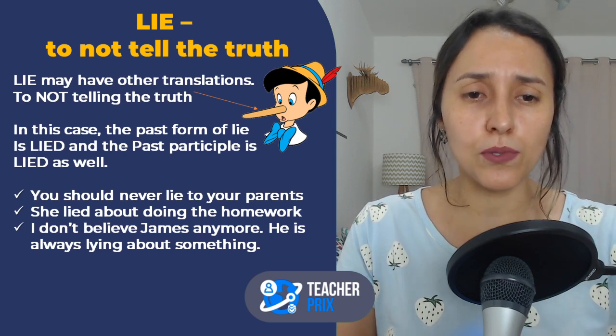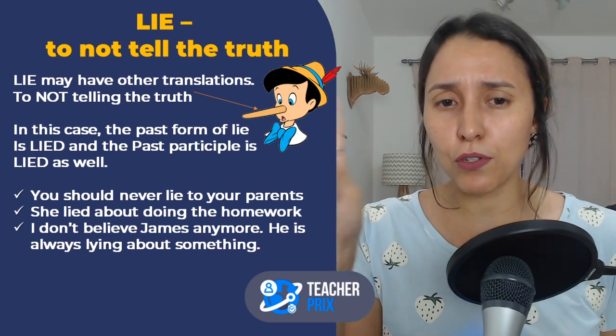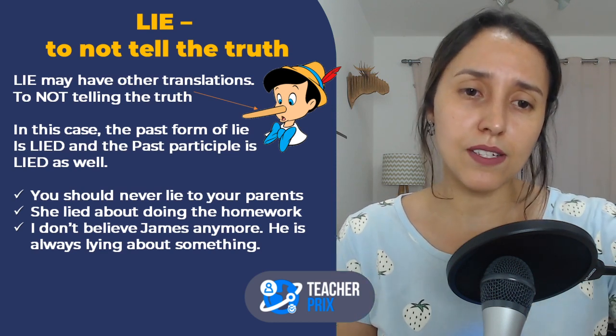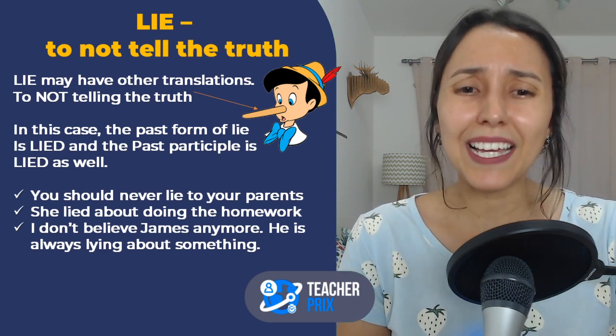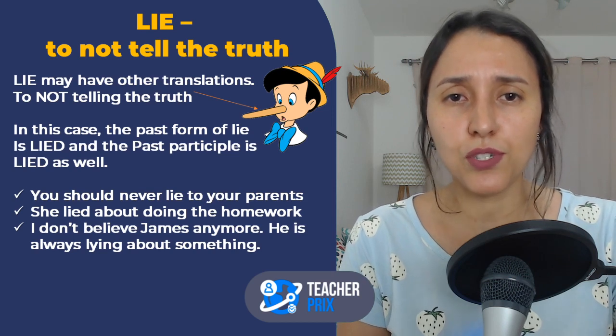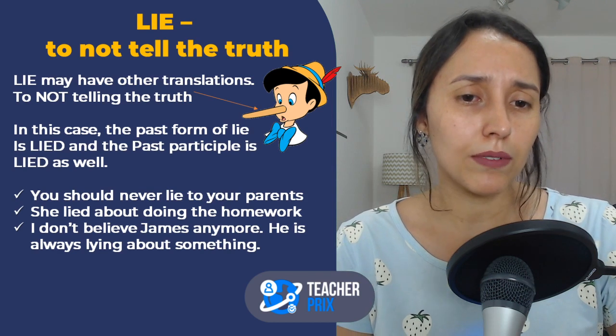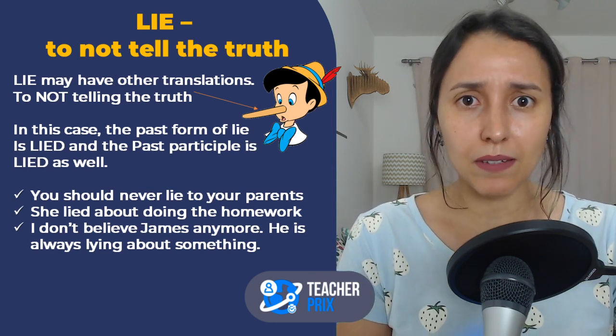Now, some examples. You should never lie to your parents. I agree. Don't lie to your parents because it's not good. She lied about doing the homework. She didn't do it. I did it for her. I don't believe James anymore. He's always lying about something.